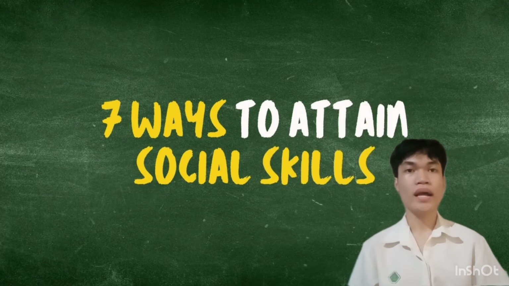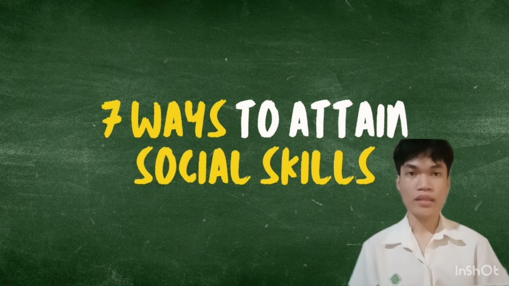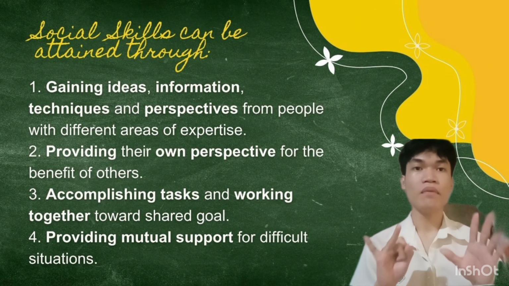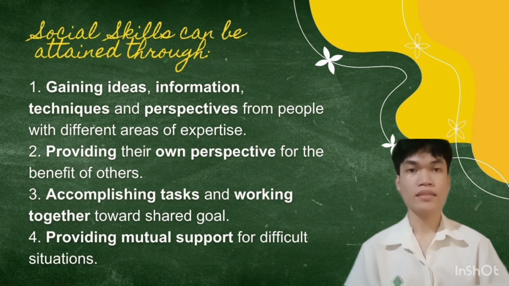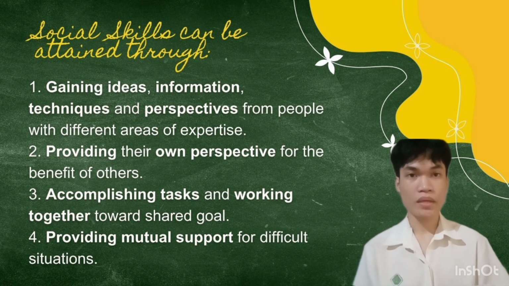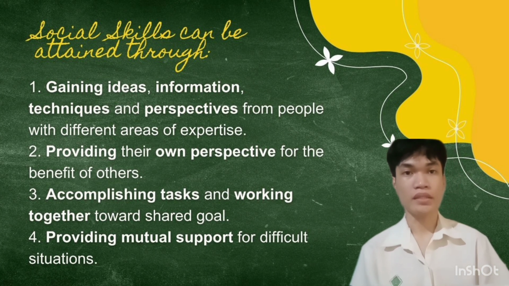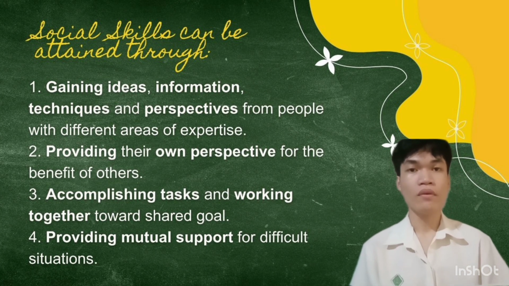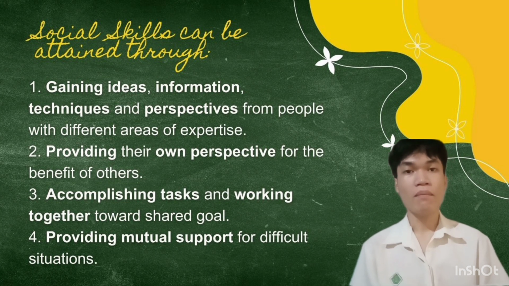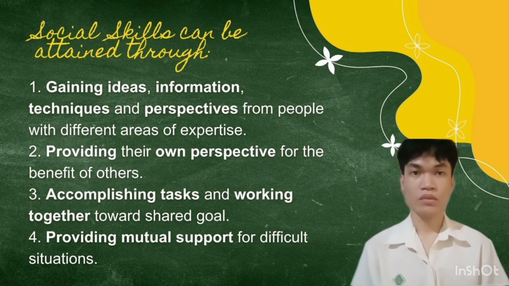So now that we were actually able to learn everything about social skills, what about on how to attain them? So there are actually 7 ways on how to attain social skills, and it can be attained through one, gaining ideas, information, techniques, and perspectives from people with different areas of expertise. Number two, providing their own perspective for the benefit of others. Number three, accomplishing tasks and working together toward shared goal. Number four, providing mutual support for difficult situations.